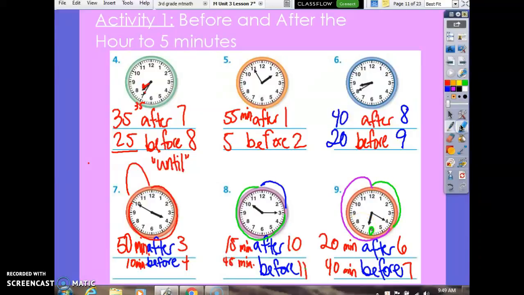Again, please notice that 50 and 10 add up to 60, 15 and 45 add up to 60, and 20 and 40 add up to 60. Those should all add up to an hour, okay, to 60 minutes.